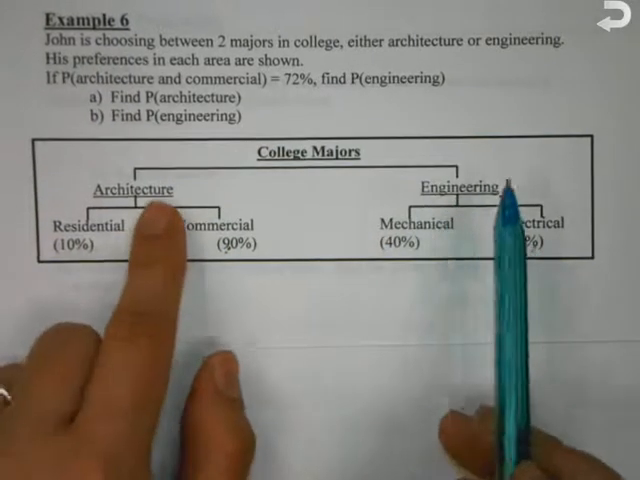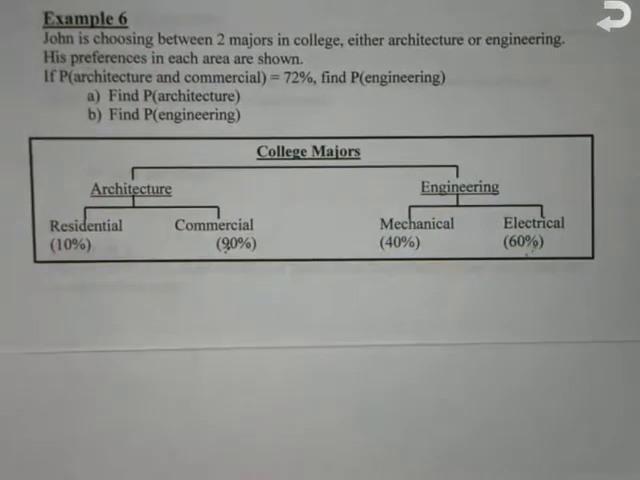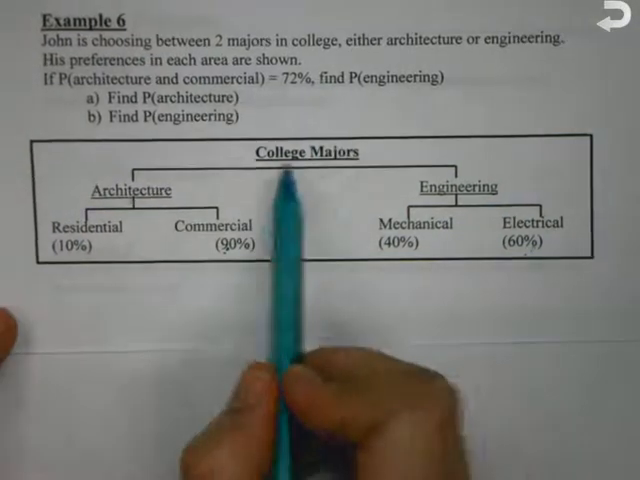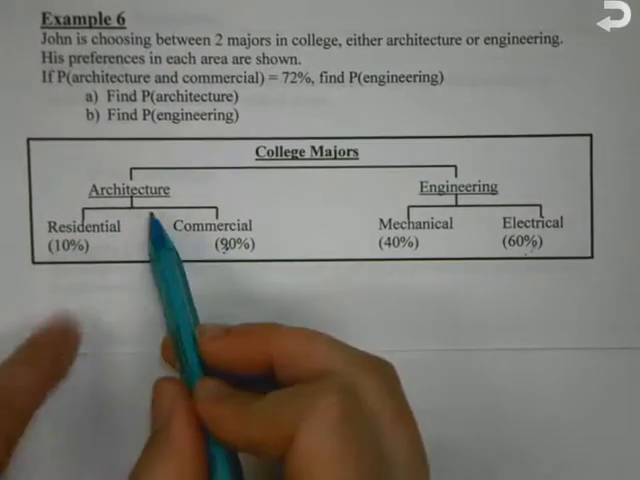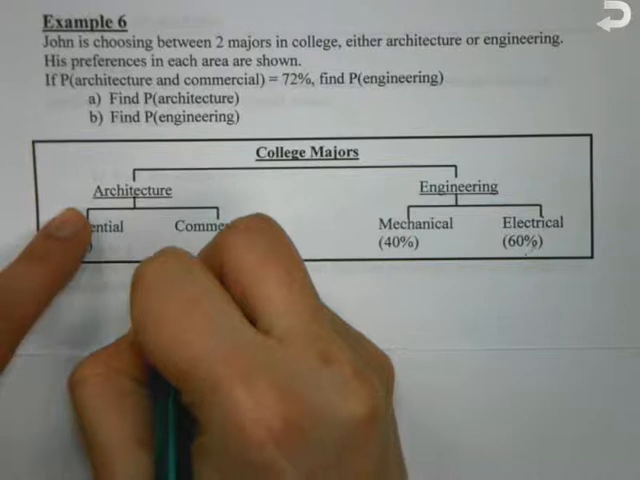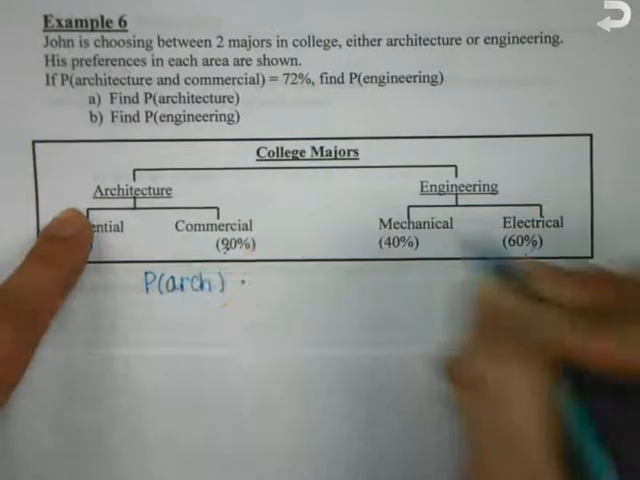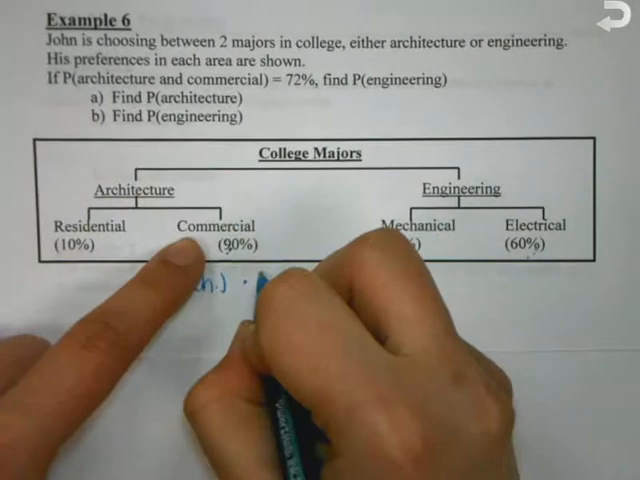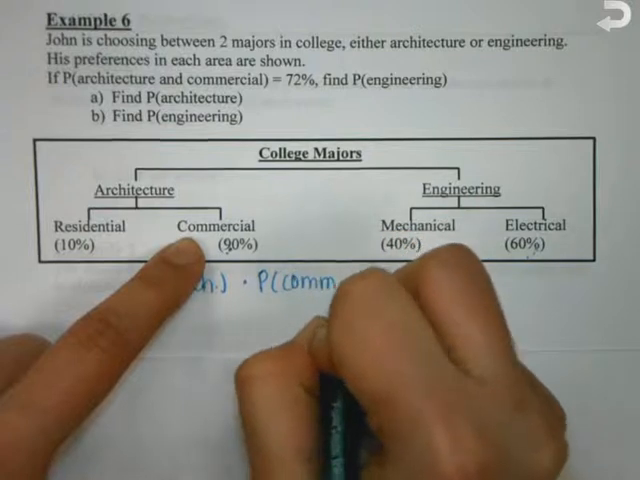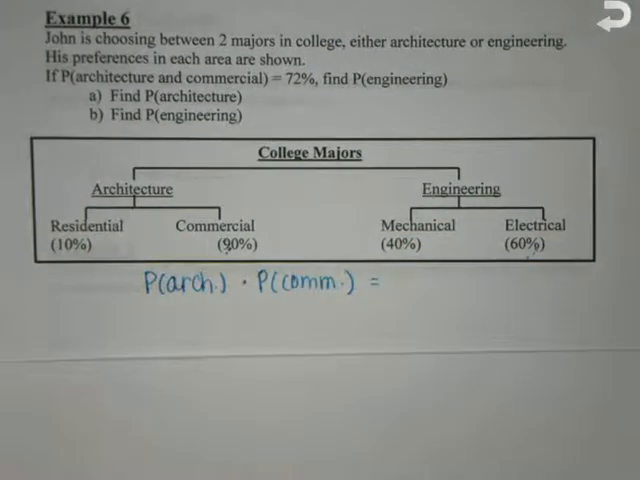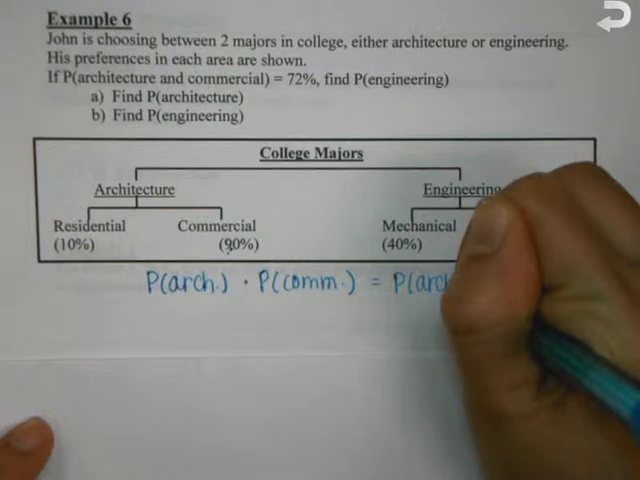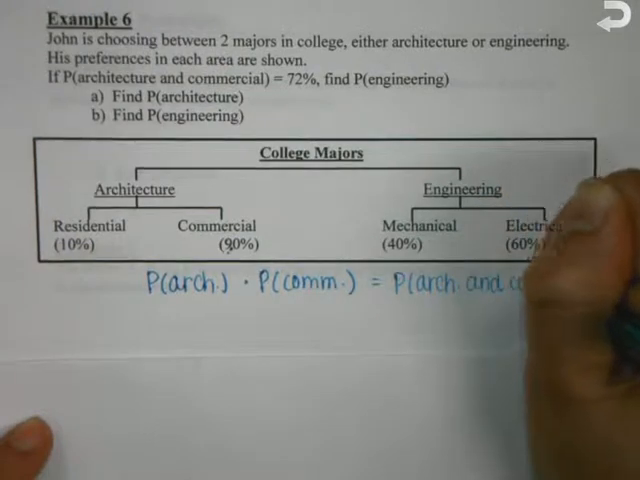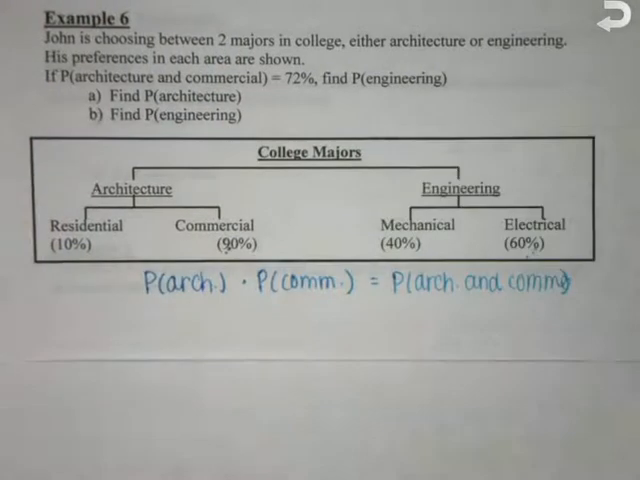Basically, the way that this chart works, if he chooses architecture and then chooses commercial, the probability that he chooses architecture times the probability that he chooses commercial will equal the probability that both of them will happen at the same time, correct? Correct. Probability of architecture and commercial. Okay? It's just like saying the probability of A and B happening is A times B. That's what we've been doing this whole time.